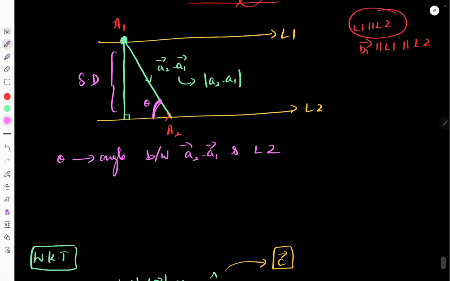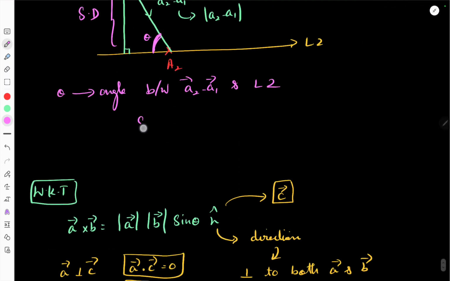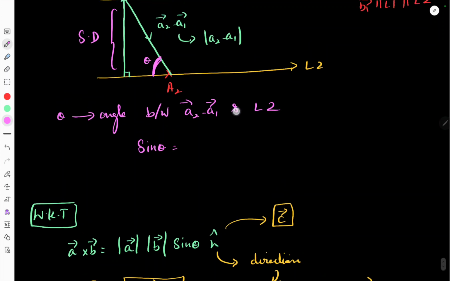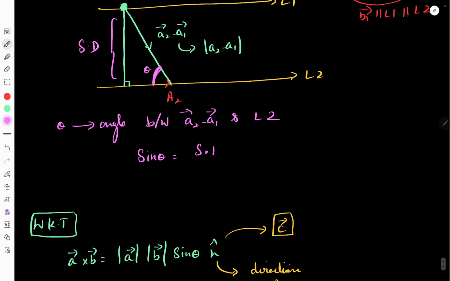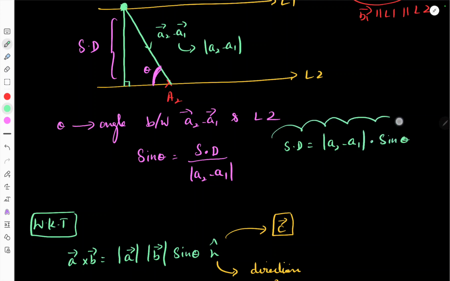Okay. So which means what I can do here is, for this theta, the hypotenuse is given, which is the magnitude of A2 minus A1. I have to find the opposite. So opposite and hypotenuse comes in sin theta. So I have to go with sin theta. So sin theta equals the opposite, which is the shortest distance, divided by the hypotenuse, which is the magnitude of A2 minus A1. Now the formula for shortest distance we got here is the magnitude of A2 minus A1 into sin theta. So this is the shortest distance we have.